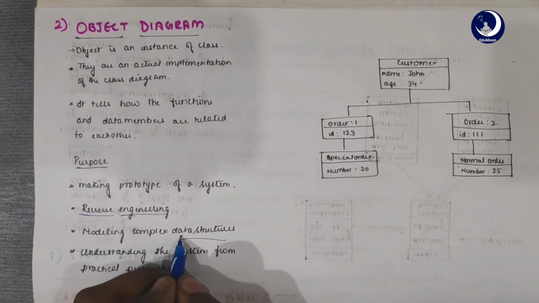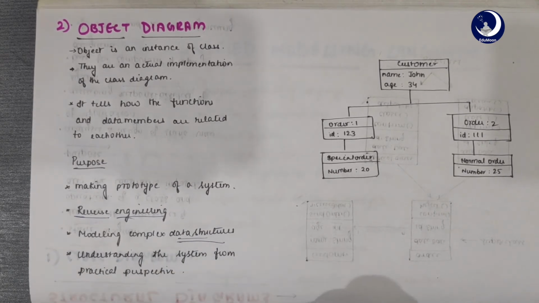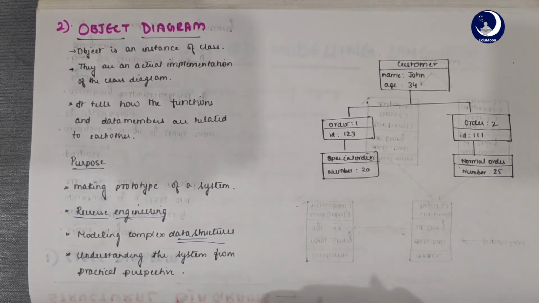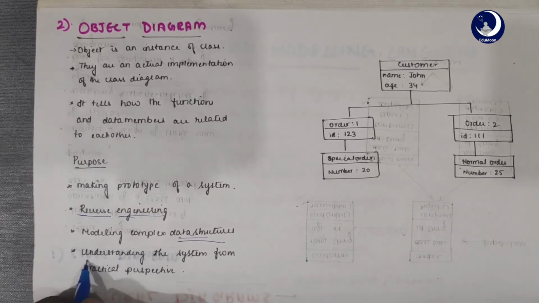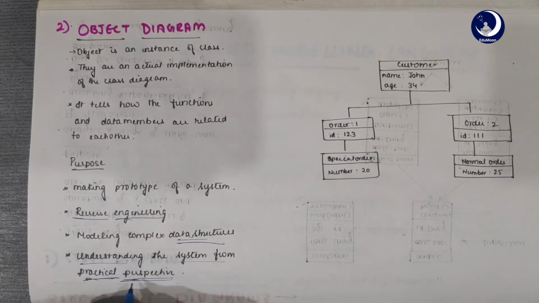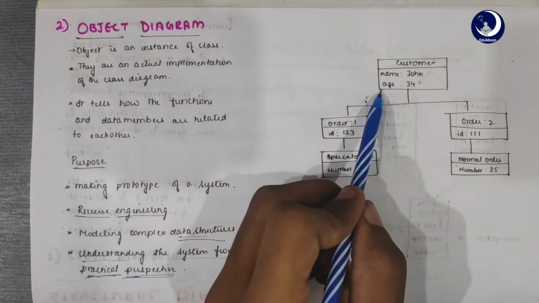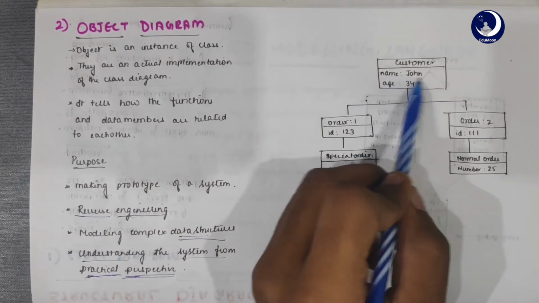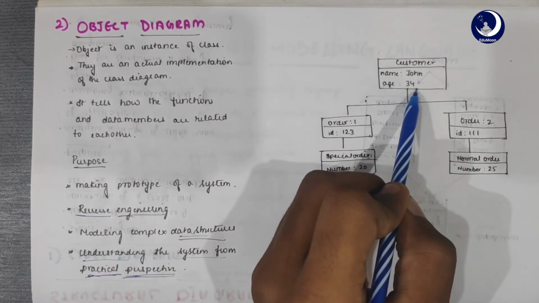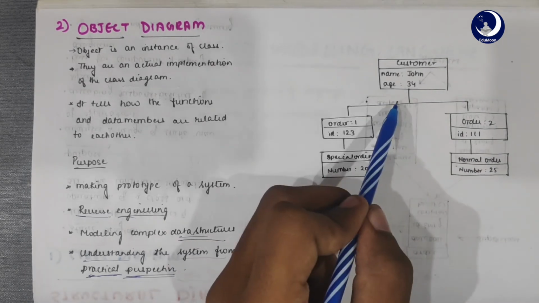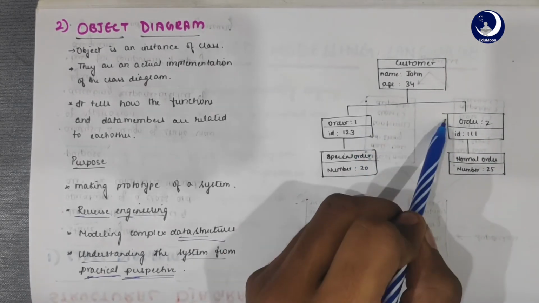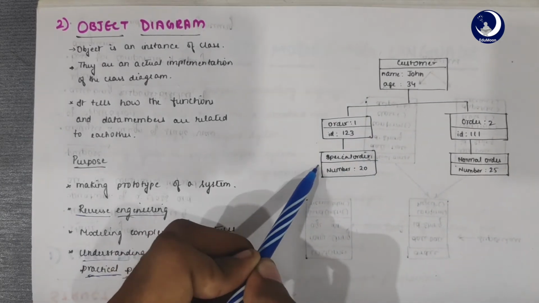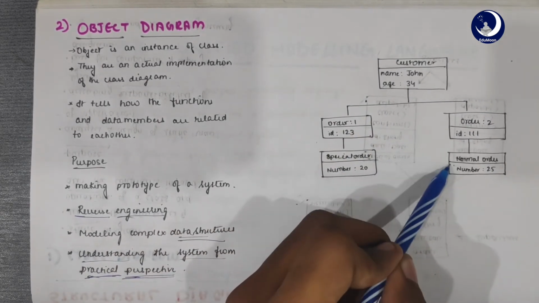An example of modeling complex data structures can be given as how to build a graph using an array of linked lists and many as such. Now, the other purpose is that you can understand the system from a practical perspective, that is, how it exists in the actual world. Now let's look at the UML diagram. Here we know that we have a customer whose name is a string and an age is an integer, that is a number. Now the customer can place any number of orders. Here he is placing 2 orders, and in the first order it's a special order and the second order is a normal order.